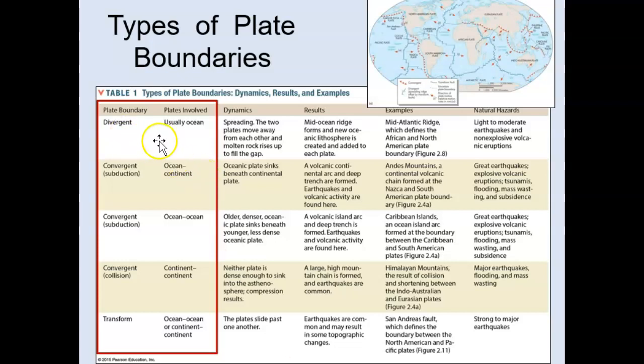So let's start with divergent plate boundaries. So divergent plate boundaries are typically found at the ocean, but not always. The plates here move away from each other, and so there is spreading of material and rising of new material from below to fill the gap. As we saw, the resulting landforms are usually mid-ocean ridges if the spreading occurs at the ocean, like the Mid-Atlantic Ridge, as I showed you before. And natural hazards that are associated with this type of boundary are typically light to moderate earthquakes. So that is right here in this column.